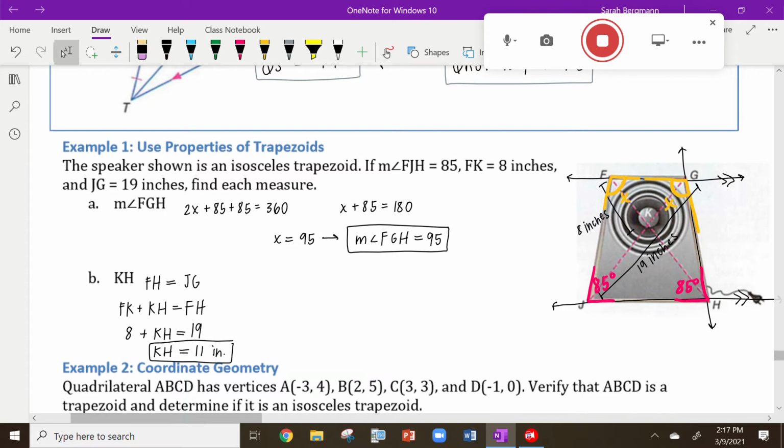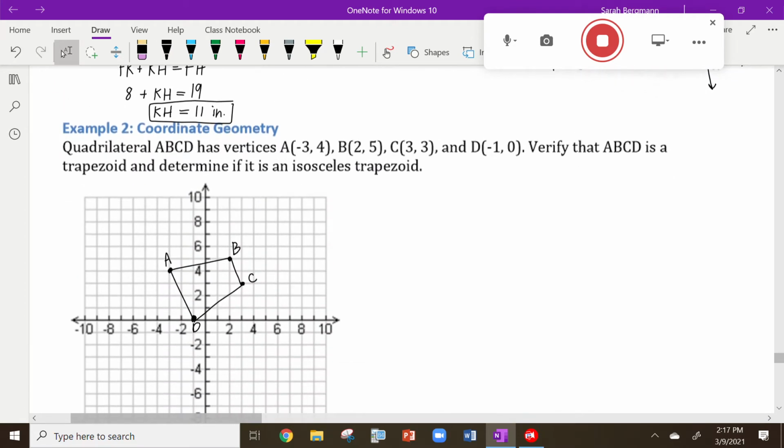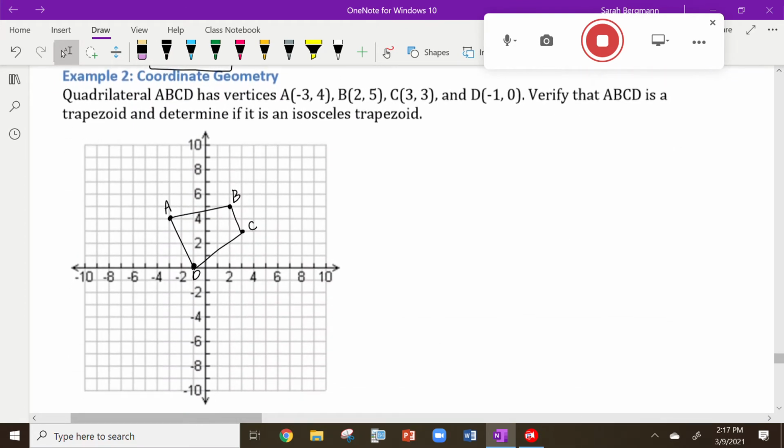Okay, I can also do trapezoids on the coordinate plane. Let me show you what that would look like. This says quadrilateral ABCD has the vertices given. Verify that ABCD is a trapezoid and determine if it's an isosceles trapezoid. Step 1 is to show that it's a trapezoid. So in order to do that, we have to show that it has exactly one pair of opposite sides that are parallel. To do that, we're going to find the slopes.